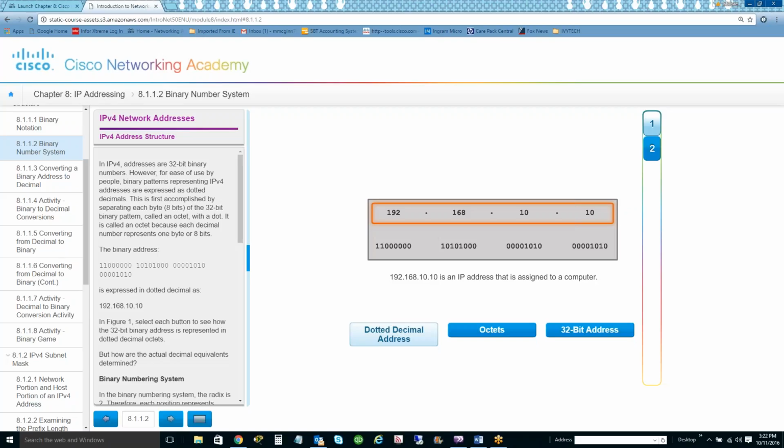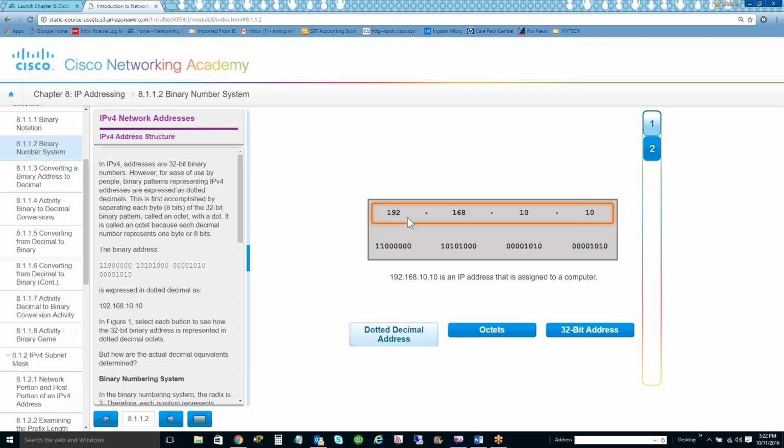And so I am sharing my screen right now. Hopefully it'll kick in here. There we go. And what we have here in this picture is 8.1.1.2, the binary number system.